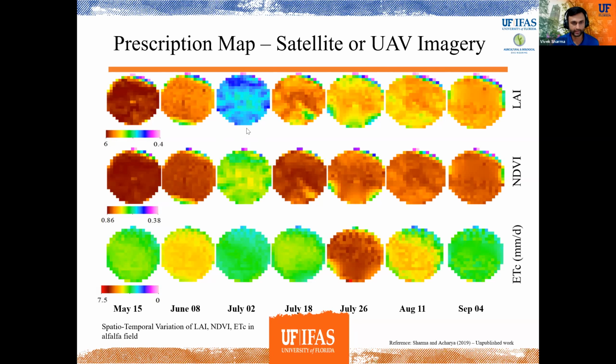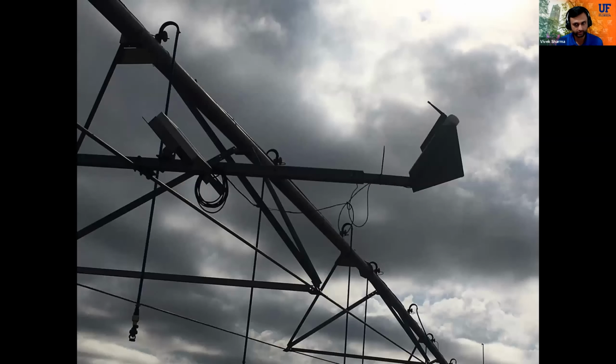And you can see the LAI and DVI reduced significantly, as well as the evapotranspiration, which can be used as a source of prescription map. The other is the use of other advanced technologies. For example, integrating the sensing mechanism within the irrigation system.